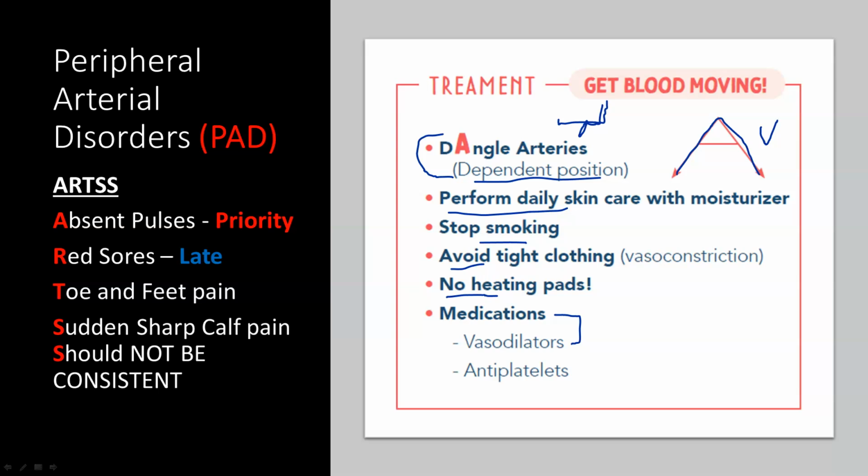Medications, vasodilators, so your ACEs, your ARBs, anything that's going to help with hypertension, you would also expect to see in the use of PAD and PVD, as well as adding in that antiplatelet medication. So this slide alone can tell you a lot about what to do for peripheral arterial disorder.